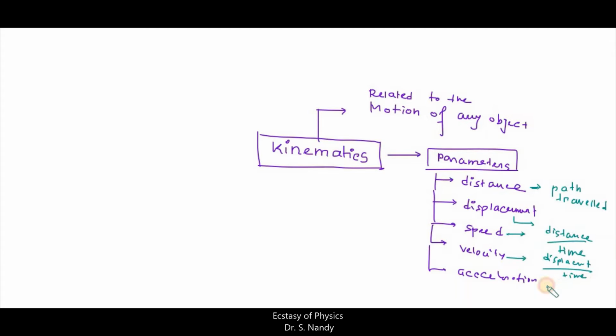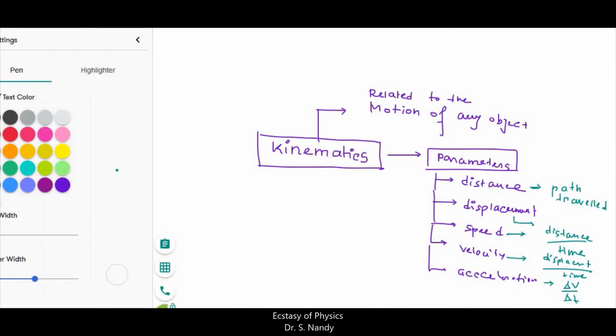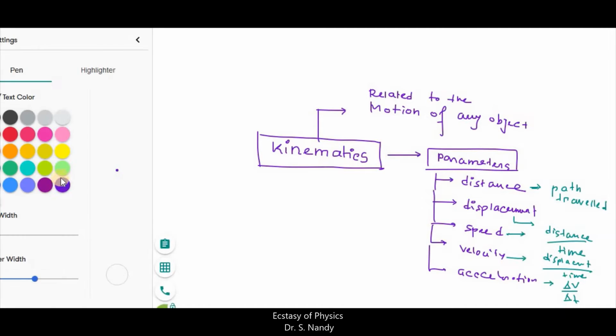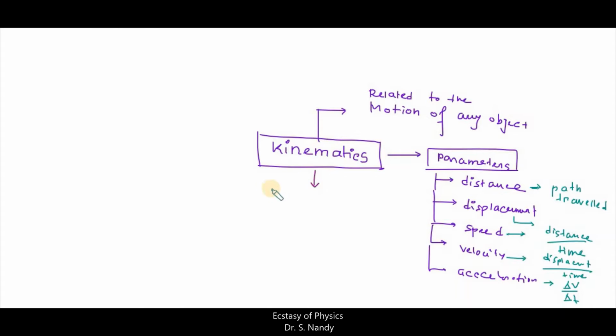And acceleration can be represented as the change in velocity per unit of time, so it will be delta v upon delta t, where delta v stands for change in velocity and delta t stands for change in time. After that, under kinematics, we went through the different kinematical equations.